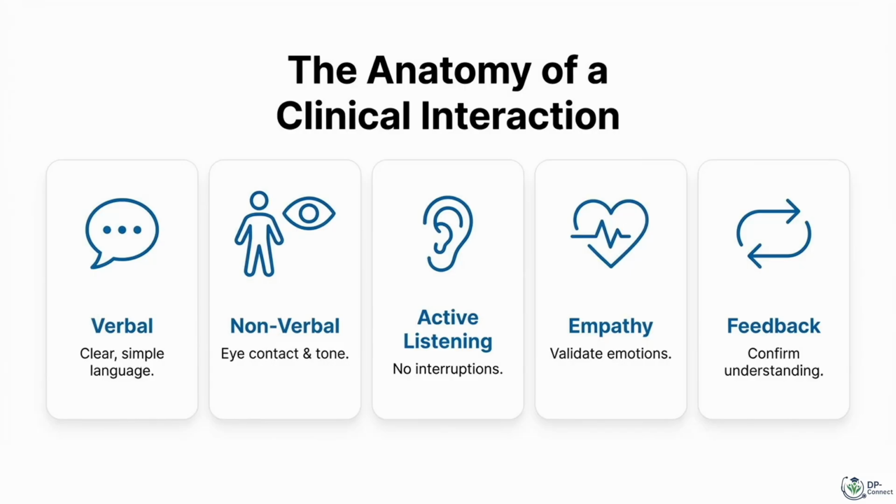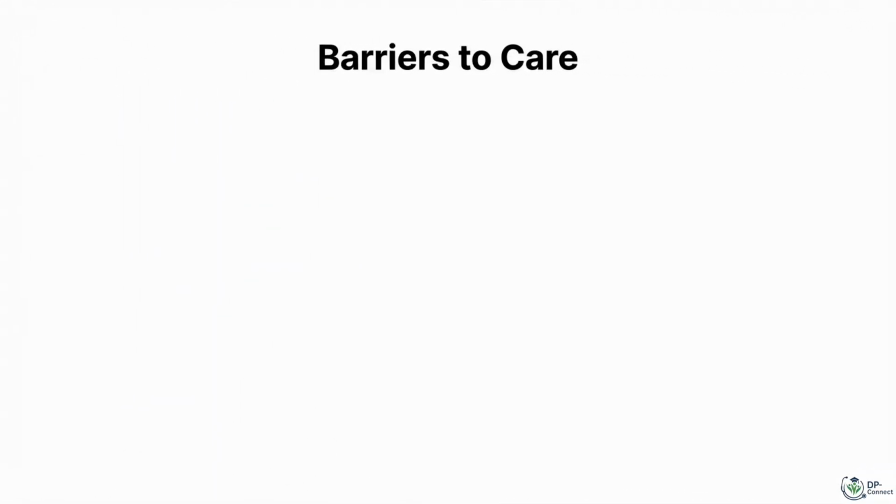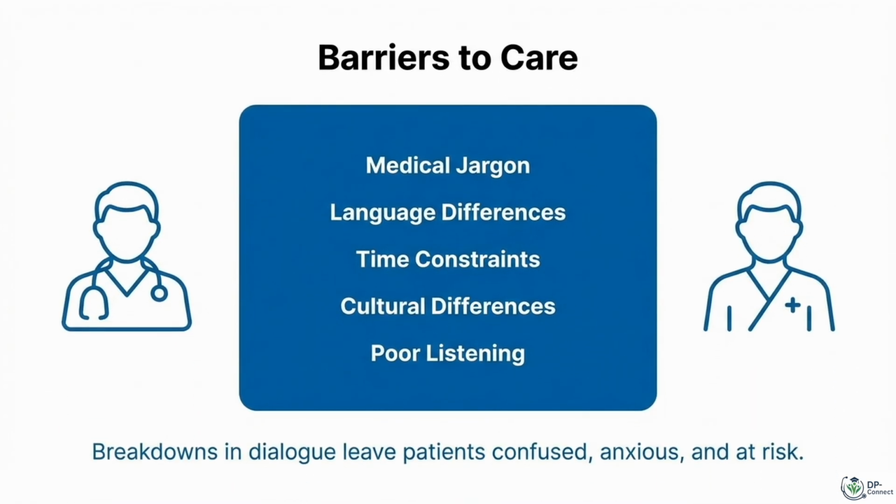While we understand the ideal structure of a clinical interaction, communication in real-world settings is not always seamless. Even well-intentioned interactions can fail due to various obstacles. Let us now examine the common barriers to effective communication in healthcare. In clinical practice, several barriers can interfere with effective communication. Medical jargon. Excessive use of technical terminology can confuse patients and limit understanding.